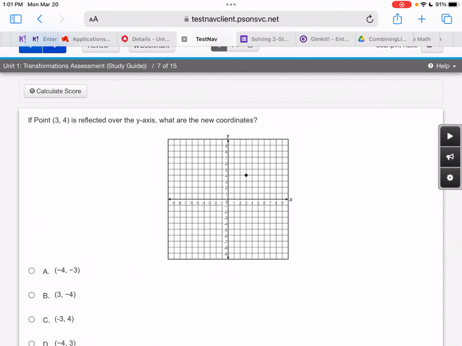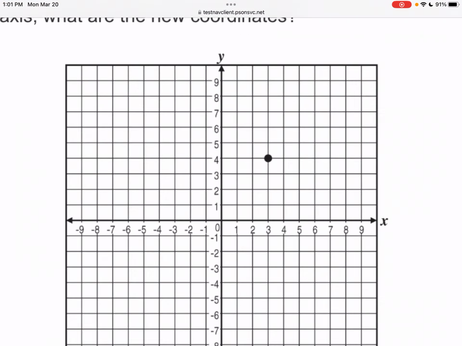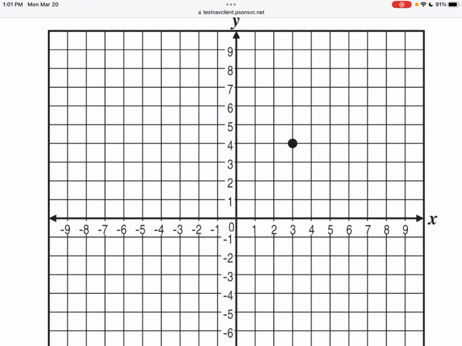All right, point (3, 4) is reflected over the y-axis. What are its new coordinates? So if it's reflected over the y-axis, it's 1, 2, 3 away. So now it's going to be 1, 2, 3 away on the other side. So it's going to be negative 3, 4.